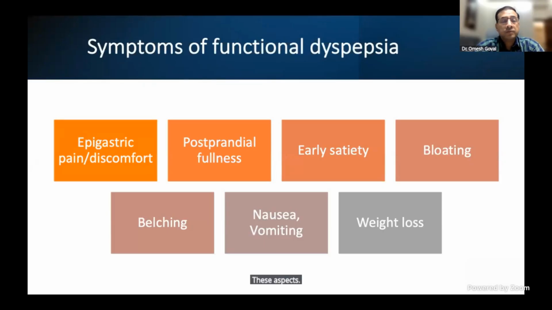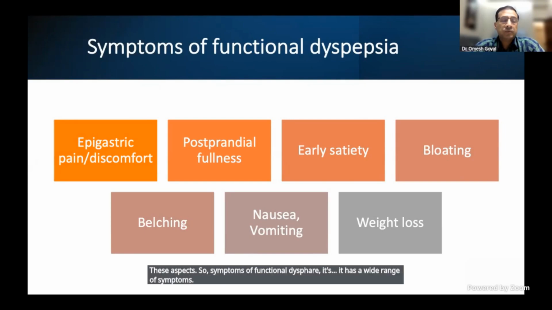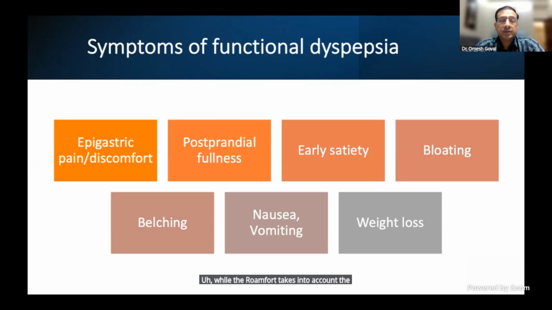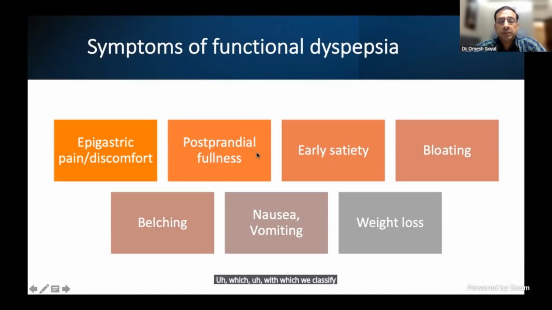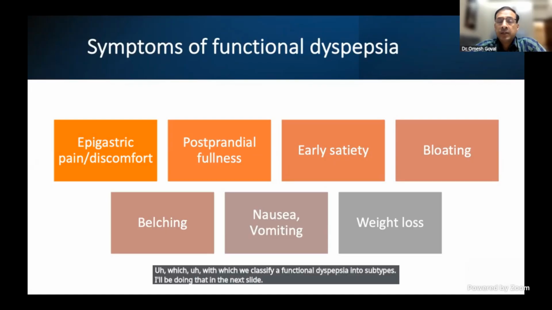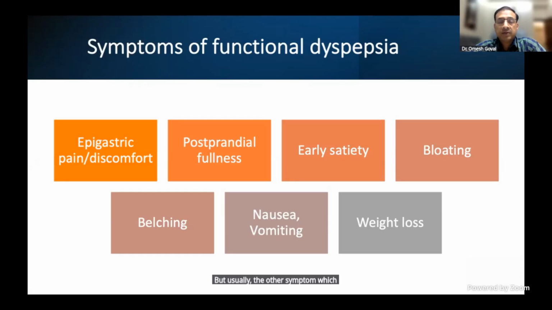So symptoms of pure functional dyspepsia have a wide variety, while Rome 4 takes into account pain, discomfort, postprandial fullness, and early satiety. So these are the major 4 symptoms with which we classify functional dyspepsia into subtypes. I'll be doing that in the next slide. But usually the other symptoms which the patients have are bloating, belching, nausea, vomiting, and even persistent symptoms may lead to weight loss. Weight loss otherwise is an alarm symptom, but few patients do have weight loss which normally is not significant enough, because if it is significant, it indicates some organic pathology.